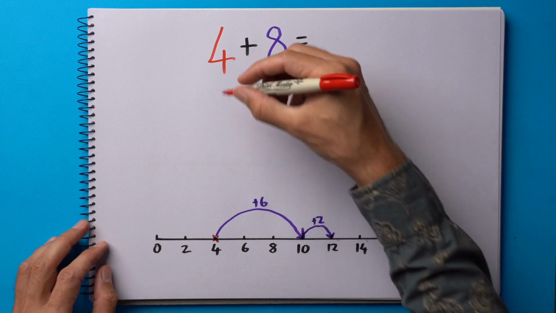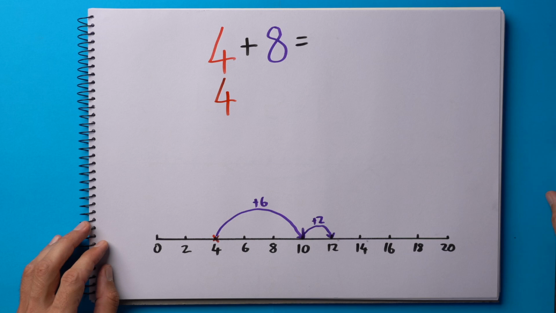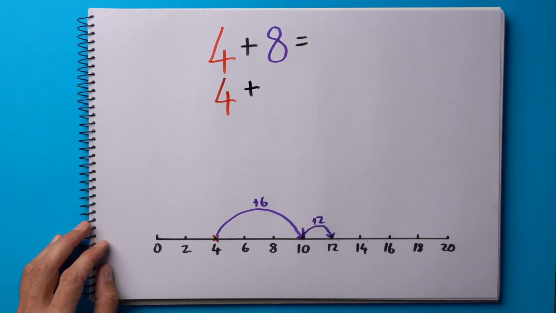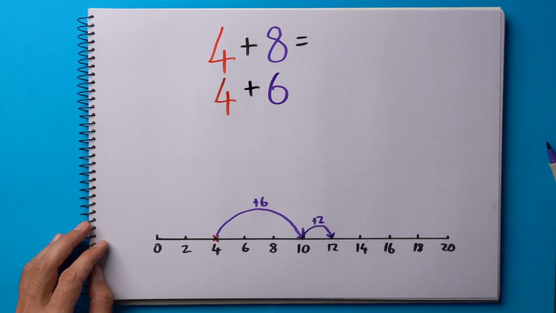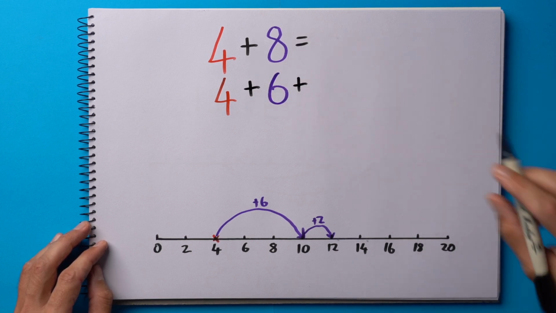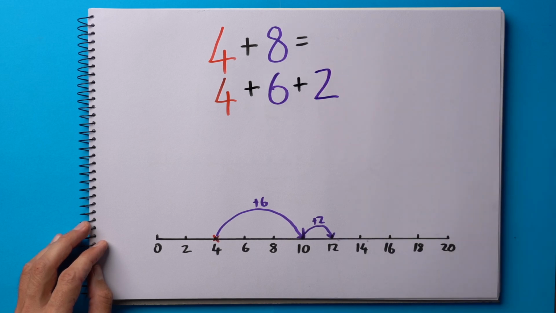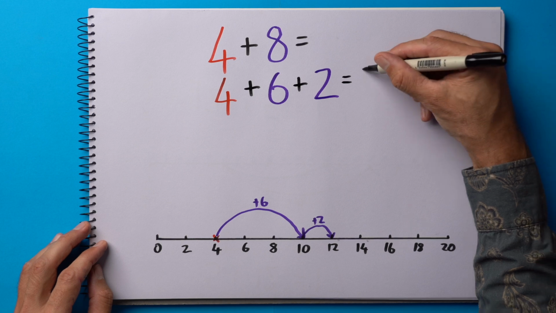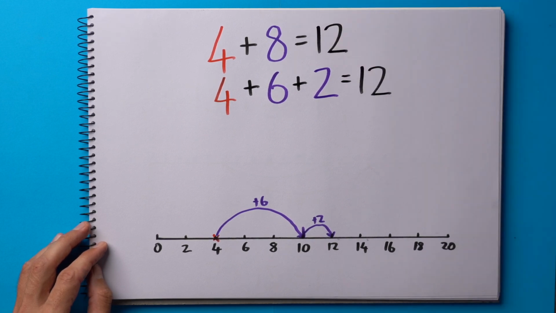If we were to write our number sentence, it would look like this. 4 plus 6 plus 2 equals 12. And both of those equal 12.